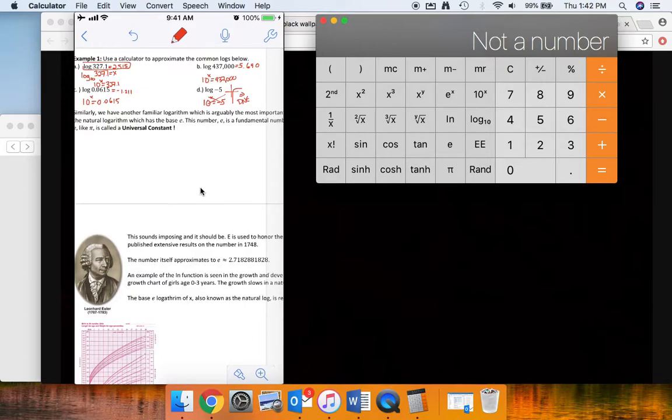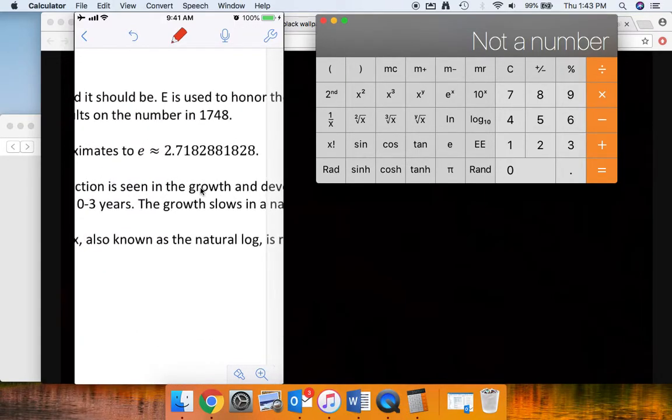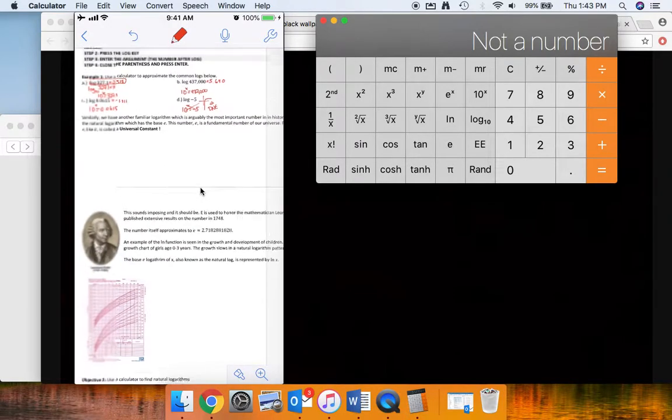This letter E is a universal constant. It's a fundamental number. It's something that occurs naturally in nature. Why, we don't know. But it's very much like pi. It's also an irrational number. If you see down here, it's about 2.718, and it goes on and on and on. Even the number I've printed here is an approximation. But it's another one of those irrational numbers.